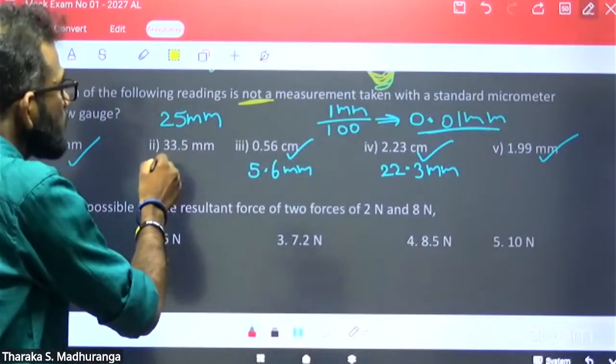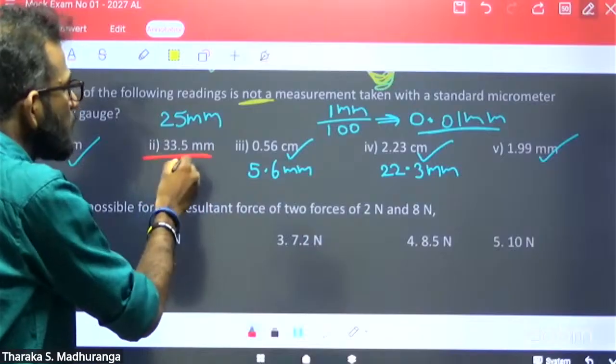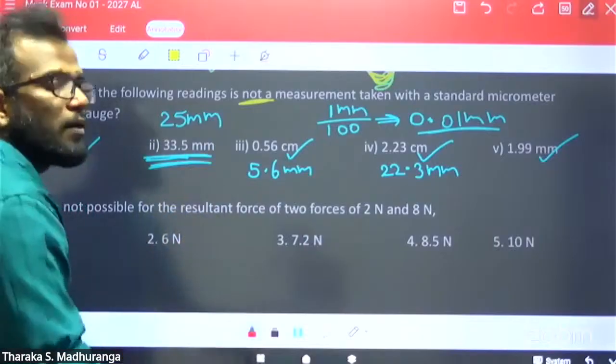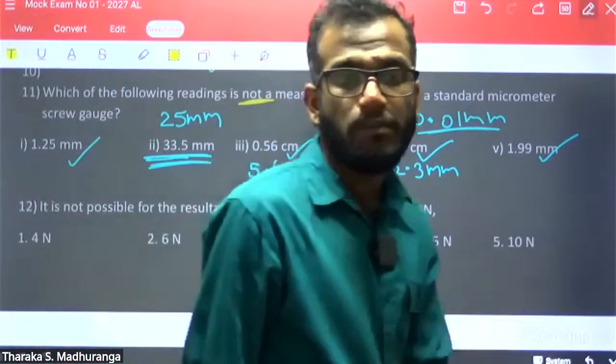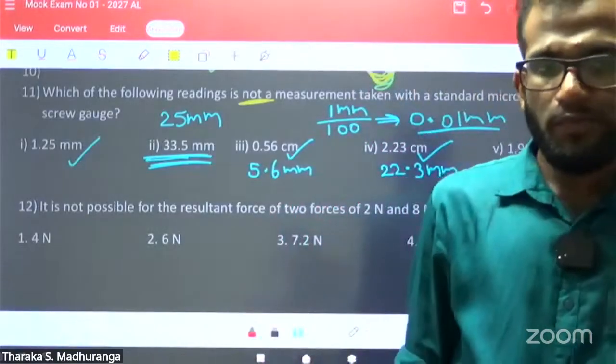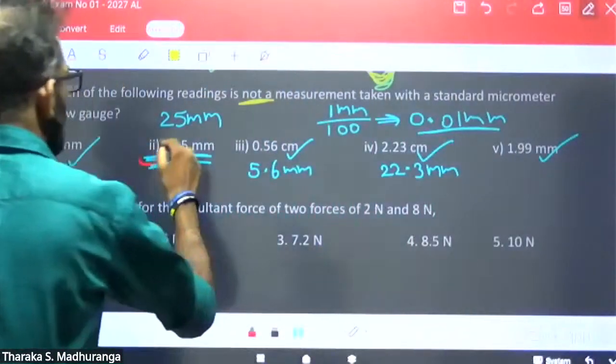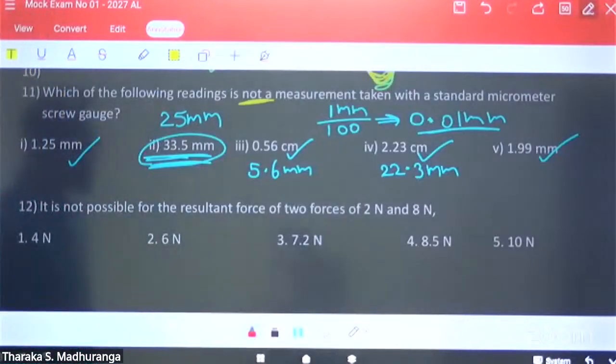But if we convert this one, it is greater than the maximum measurement, no? Therefore, that we cannot get. That we cannot get by a standard micrometer screw gauge.